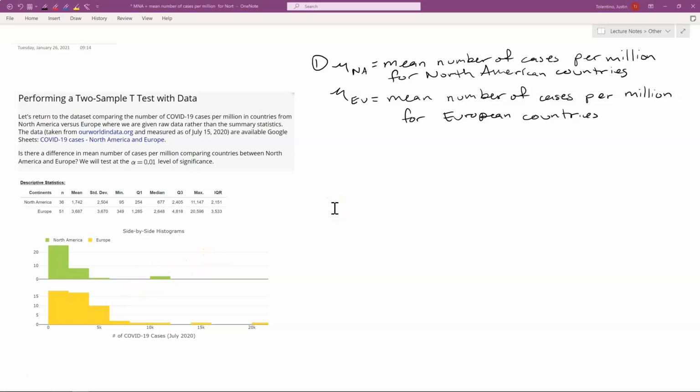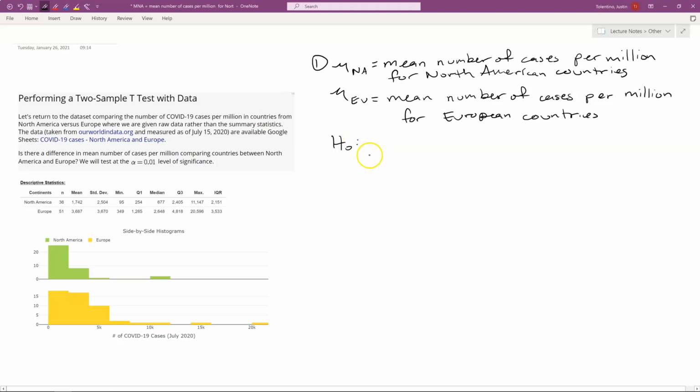So as we see, we're comparing means, so we want to use the symbol mu to represent these. And I'm going to use this notation mu NA to represent those for North American countries versus mu EU to represent the mean for European countries. So what would our hypotheses look like?